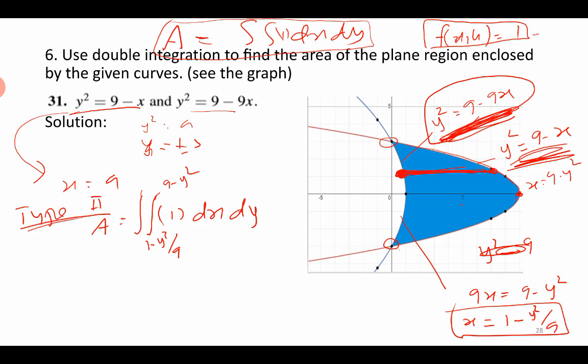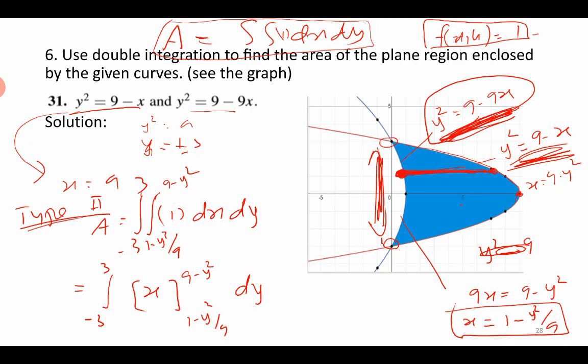And the maximum and minimum value of y will be in this direction, from negative 3 to positive 3. Integration is your task, isn't it? So when you integrate this with respect to x, the outer limit is minus 3 to 3, and the inner limits: lower limit 1 minus y squared over 9, upper limit 9 minus y squared, dy. Substitute upper and lower limits, simplify and integrate. Try to get the answer.